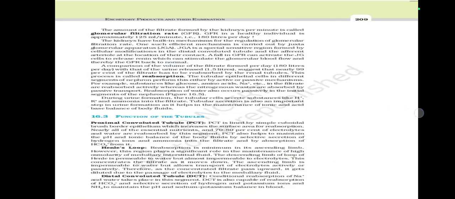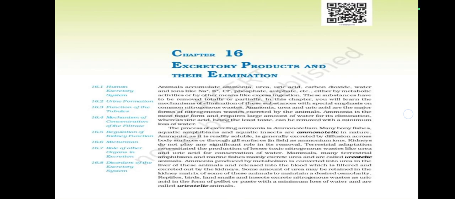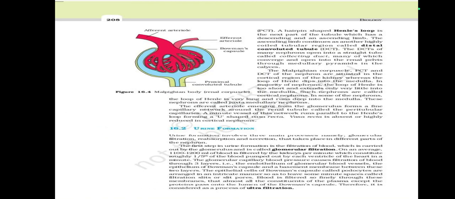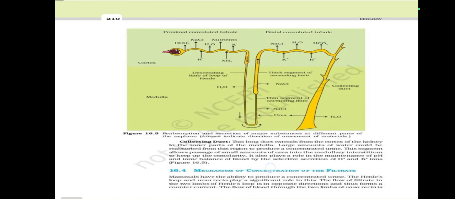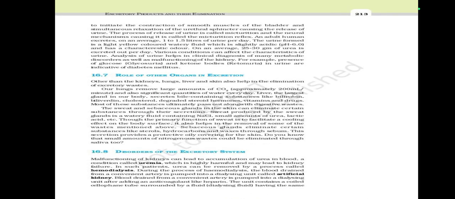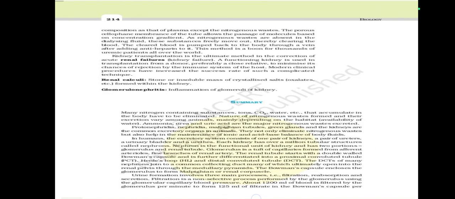Excretory products and their elimination: in this chapter we saw the human excretory system, then urine formation, then function of the tubules, mechanism of concentration of the filtrate, regulation of kidney function, micturition, role of other organs in excretion, disorders of the excretory system, then summary.